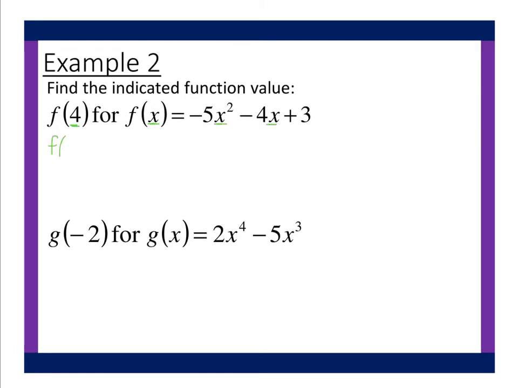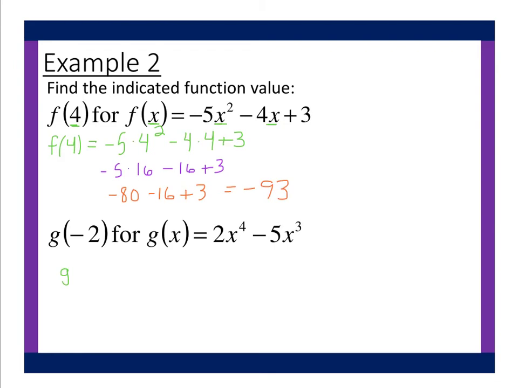So we do f of 4 equals negative 5 times 4 squared minus 4 times 4 plus 3. And we just work out what that is. So you can use your calculator, or you can use order of operations and do it by hand, whichever is easier for you. I end up with negative 93. So g of negative 2, we would do the same thing. Plug in that negative 2.